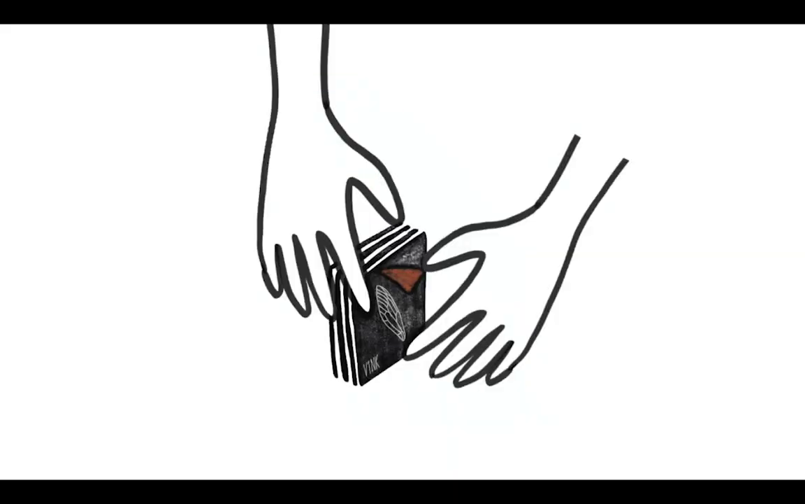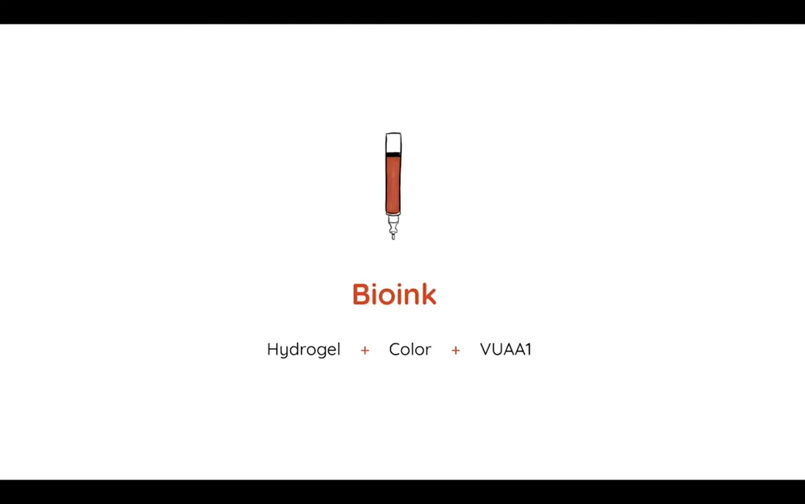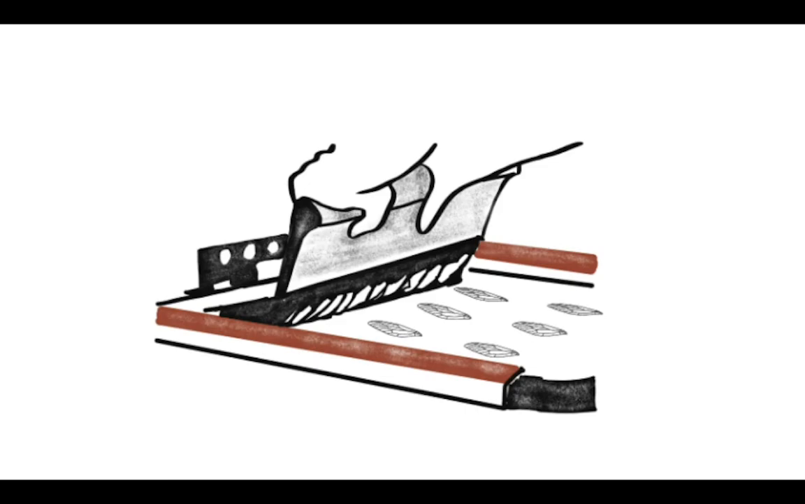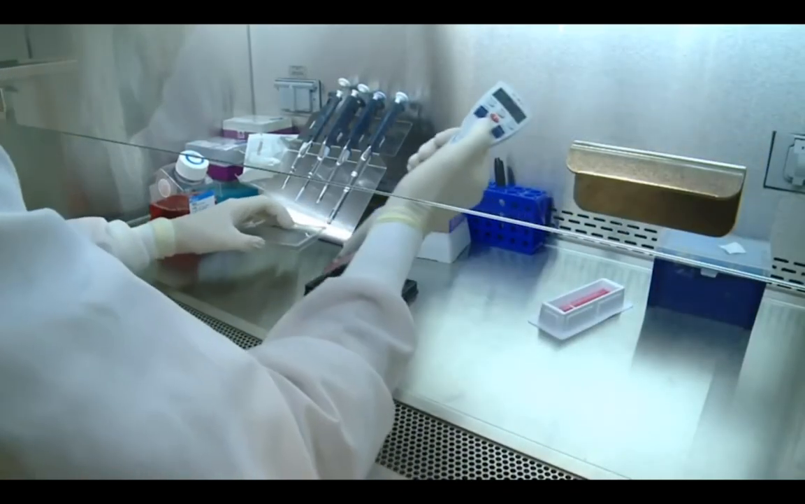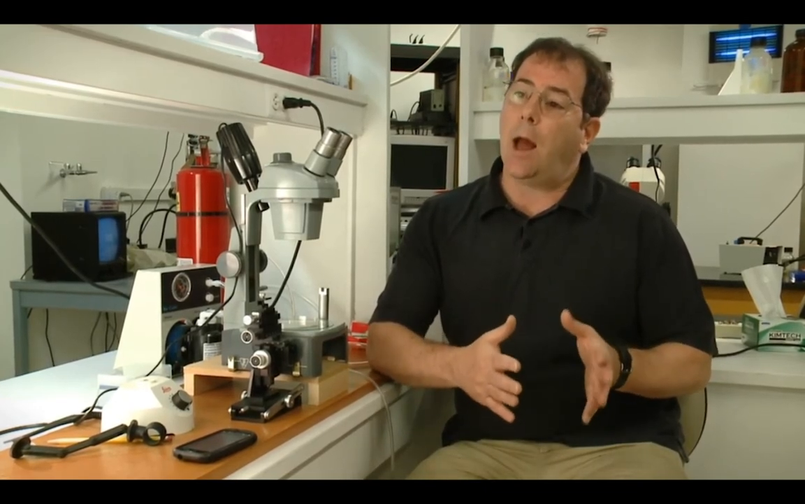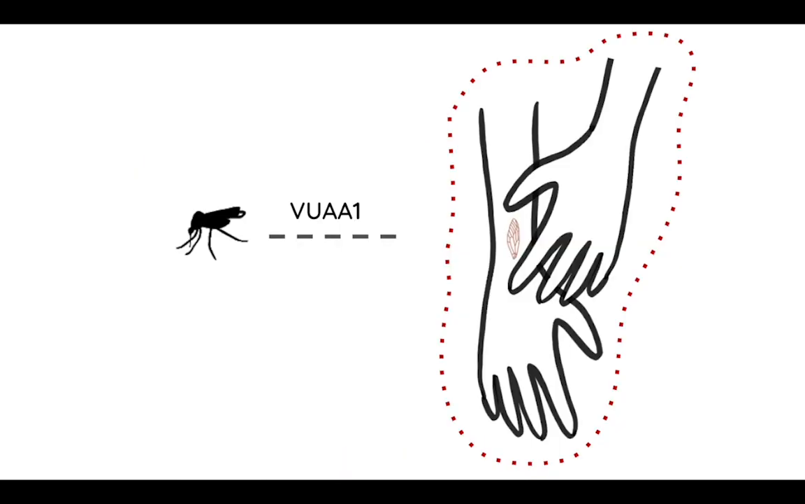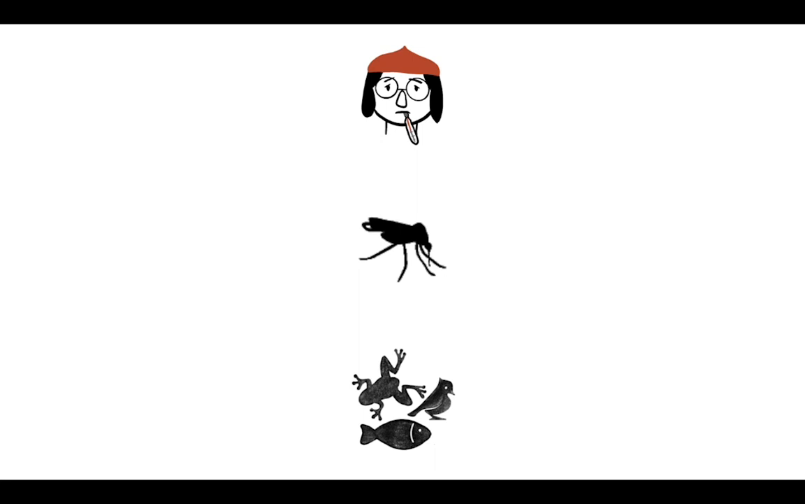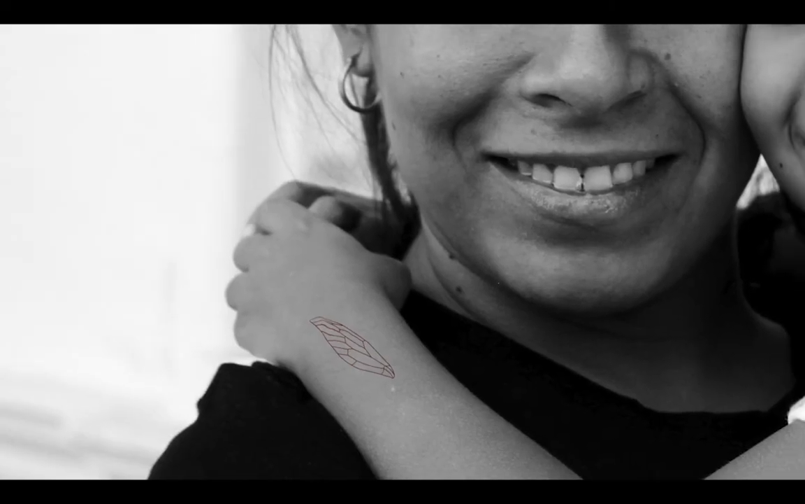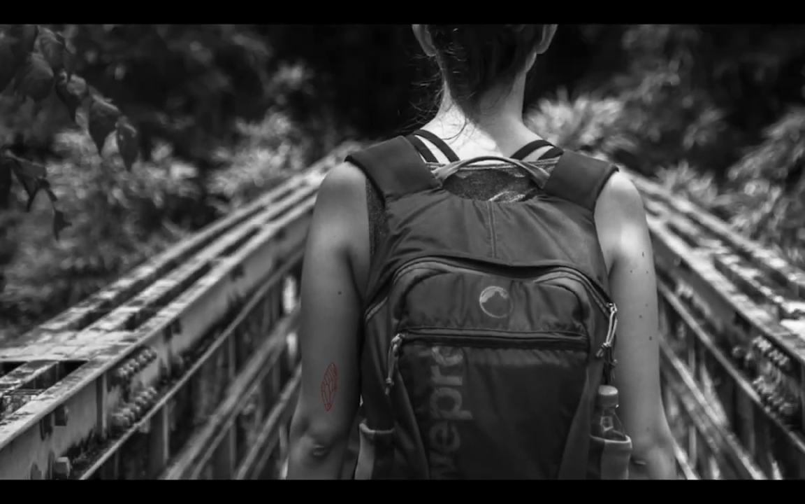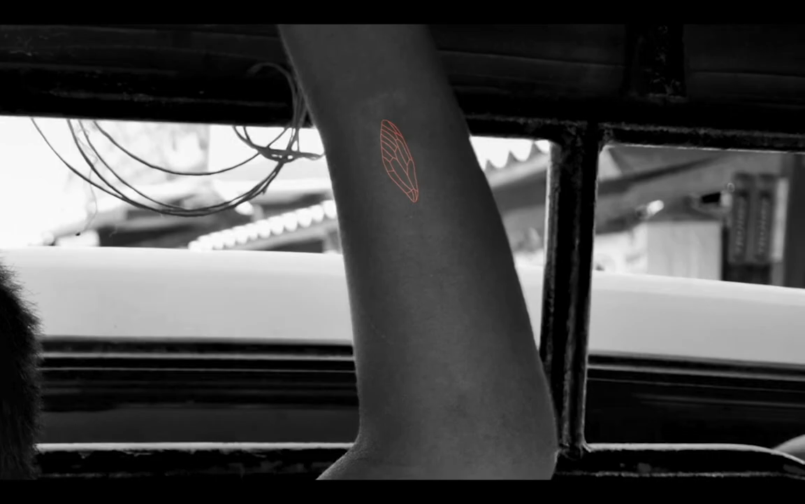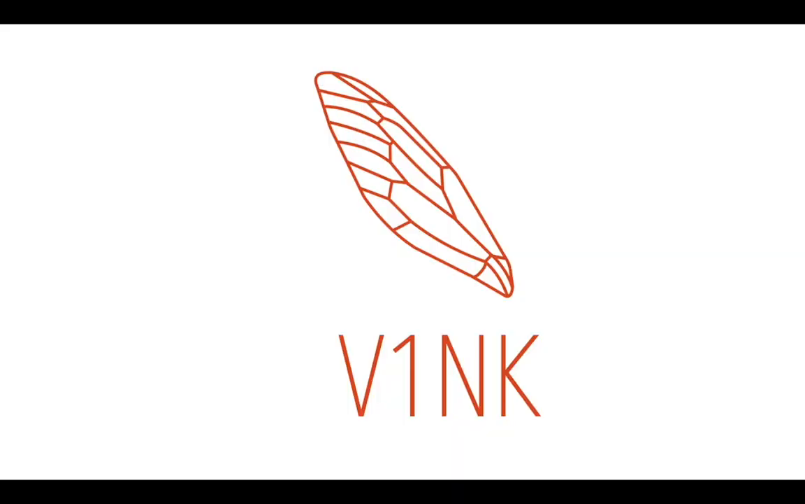V1NK, an ink biopatch tattoo made of a hydrogel, synthetic dye, and VUAA1. V1NK wings are screen printed on elastomer patches. Its chemical compound was developed at Vanderbilt University by Dr. Laurence Zwiebel, our scientific consultant. This compound overwhelms mosquitoes' odorant receptors, making it fly away without harm. Humans are protected as also ecosystems which depend on mosquitoes. V1NK, a biopatch tattoo activated by human heat, creating a no-fly zone, protecting our body from vector-borne diseases. V1NK, protection on your skin.